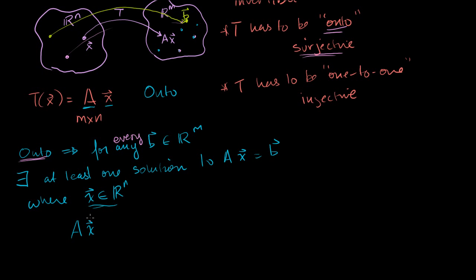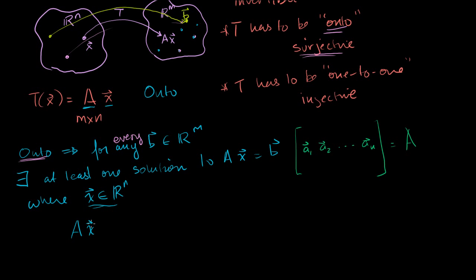Now what is this? If x is an arbitrary member of Rn, let me write it like this. We know the matrix A will look like this. It'll be a bunch of column vectors, A1, A2, and it has n columns, so it looks like that. That's what our matrix A looks like. So we're saying if you take this product, you have to be able to reach any member of Rm.